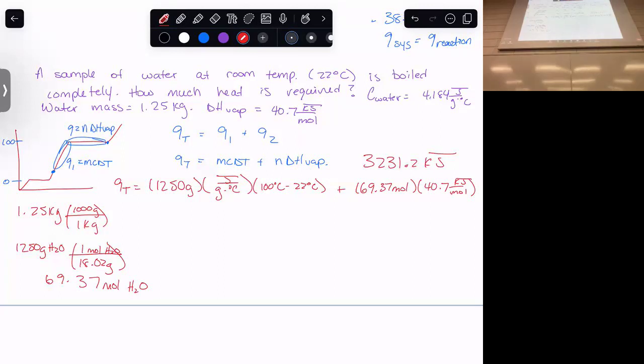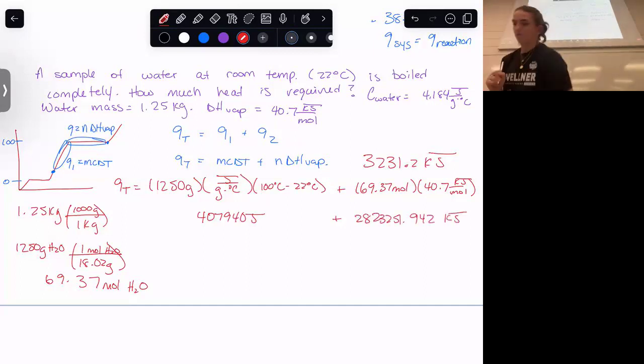Now, if we look at each Q individually, your grams and your Celsius are going to cancel out, leaving you with just joules on your Q1. But your moles times delta H of vaporization will cancel out, leaving you with kilojoules. So you're going to be left with 407,940 joules and 2-something in kilojoules. You cannot directly add both of these, right? These are off by a magnitude. Since I asked you to give your answer in kilojoules, I would convert your joules into kilojoules.